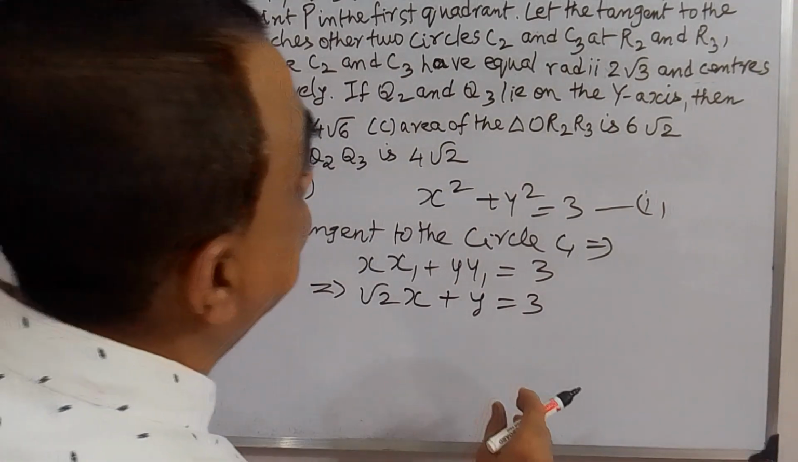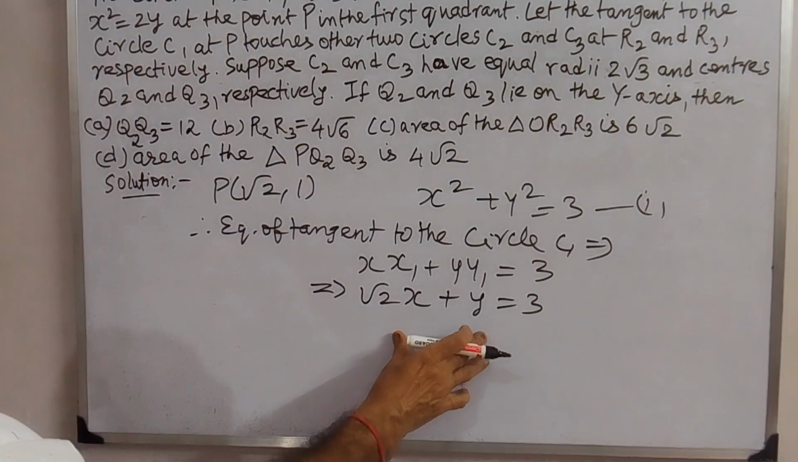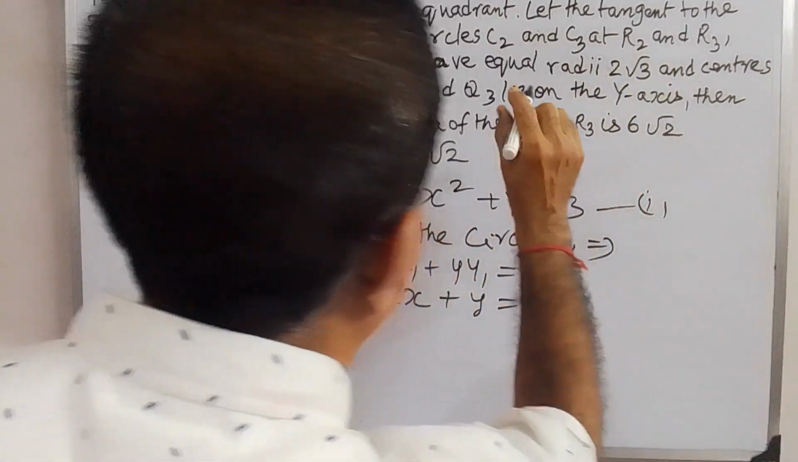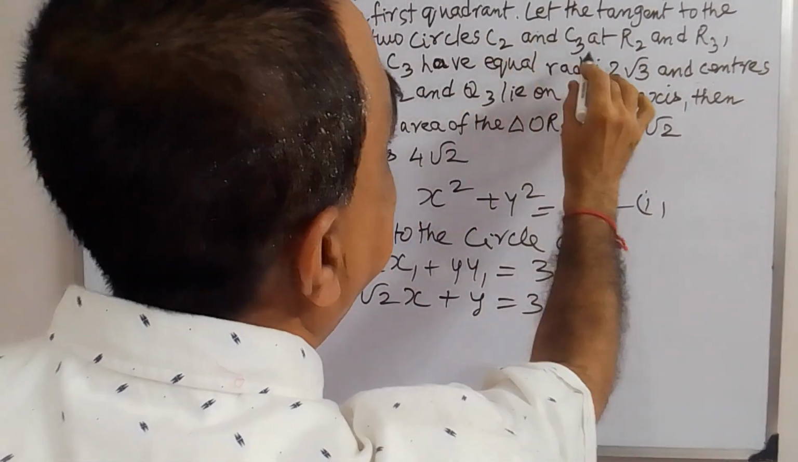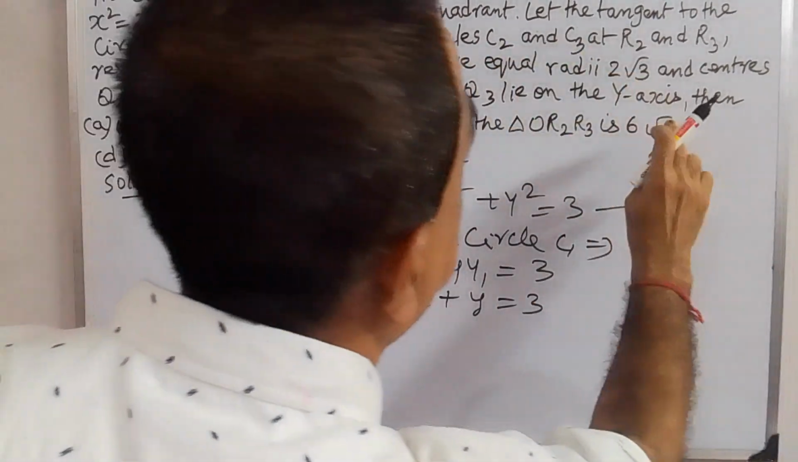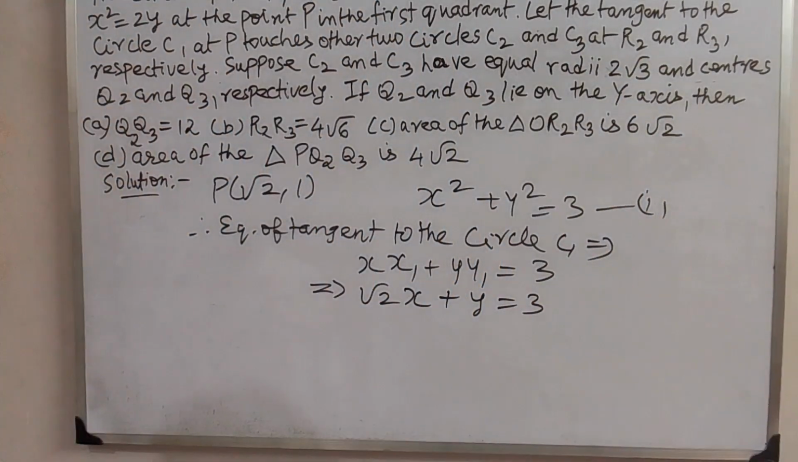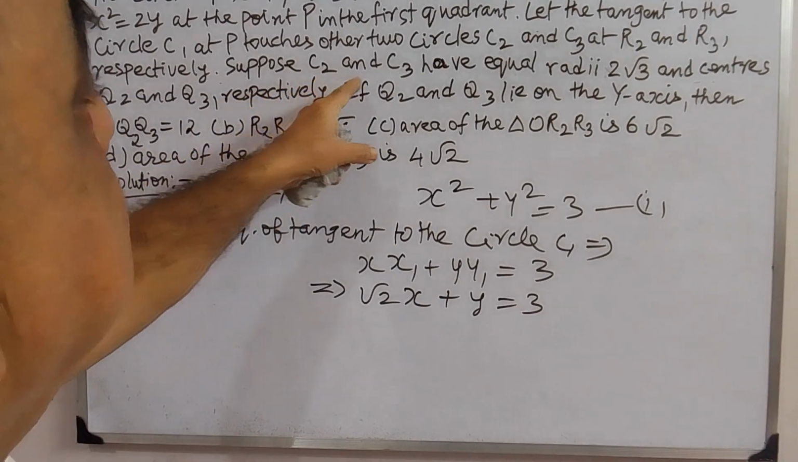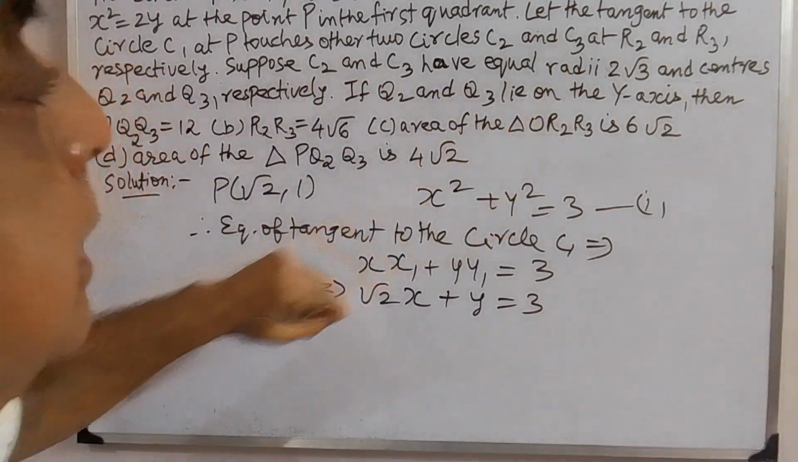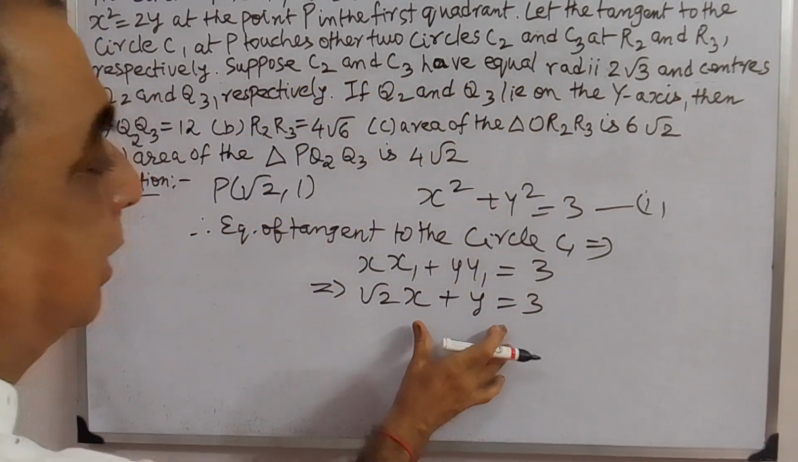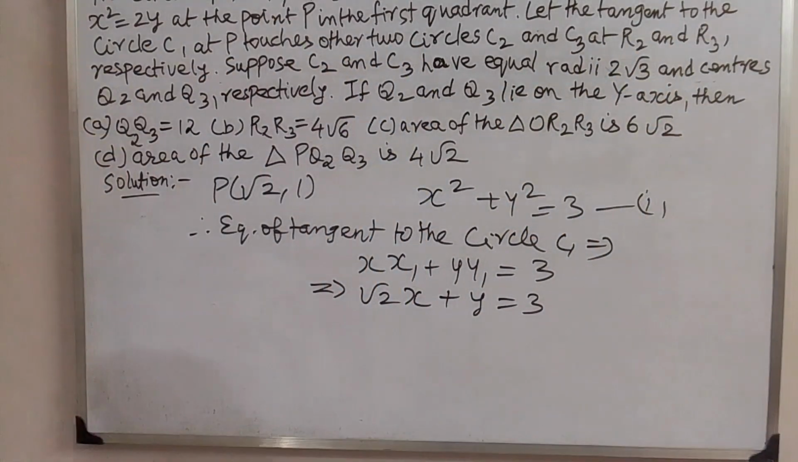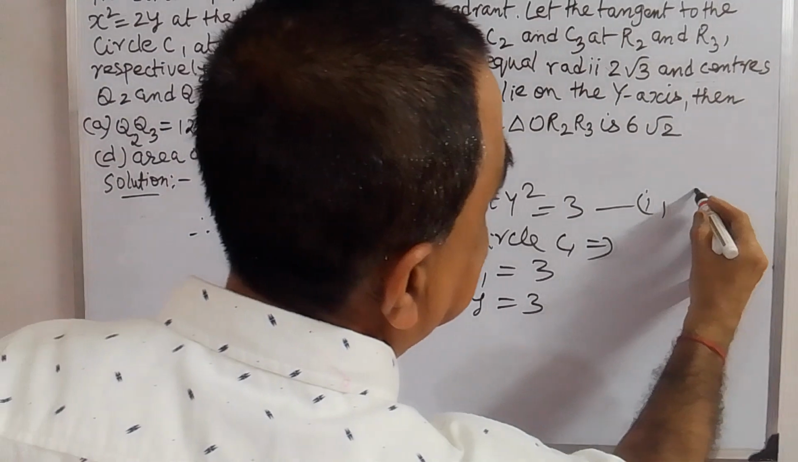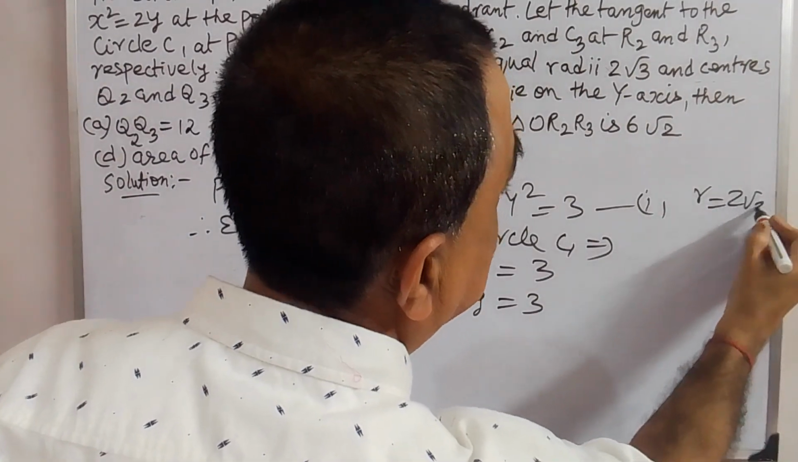And it is being told to us that this tangent is meeting the other two circles, which are told C2 and C3, at R2 and R3 respectively. Suppose C2 and C3 have equal radii, these two circles where this tangent is meeting, those two circles have equal radii, 2 root 3. Okay, so their radii are equal, 2 root 3.